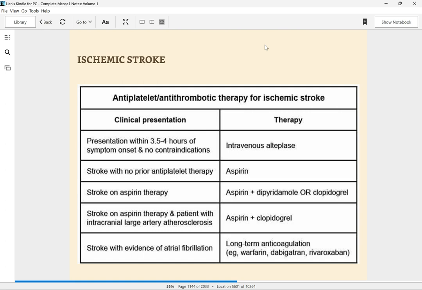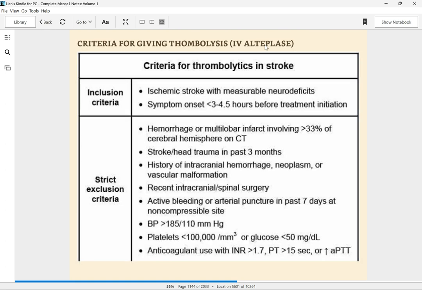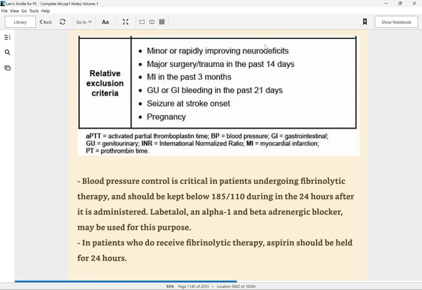Ischemic stroke. Criteria for giving thrombolysis, for alteplase. Blood pressure control is critical in patients undergoing fibrinolytic therapy, and should be kept below 185/110 during the 24 hours after it is administered. Labetalol, an alpha-1 and beta adrenergic blocker, may be used for this purpose. In patients who do receive fibrinolytic therapy, aspirin should be held for 24 hours.